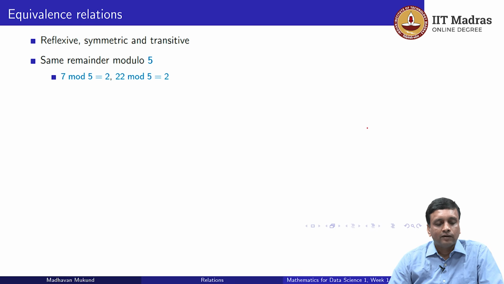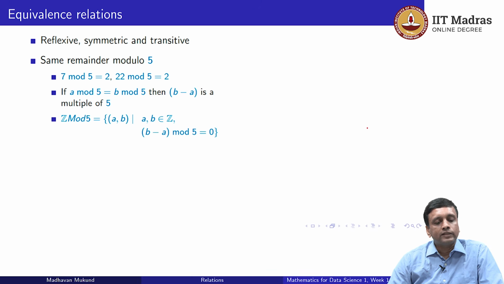So 7 and 22 would be related in this way if we define the relationship as having the same remainder modulo 5. Now notice that if two numbers have the same remainder modulo 5, that means that going from one number to the other, you are going in multiples of 5. So for instance, 22 minus 7 is 15. Right? So this is modulo arithmetic. If you add the number that you are dividing by, then you get the same remainder.